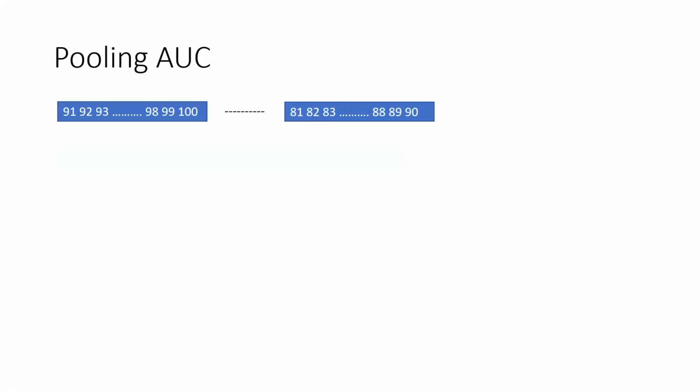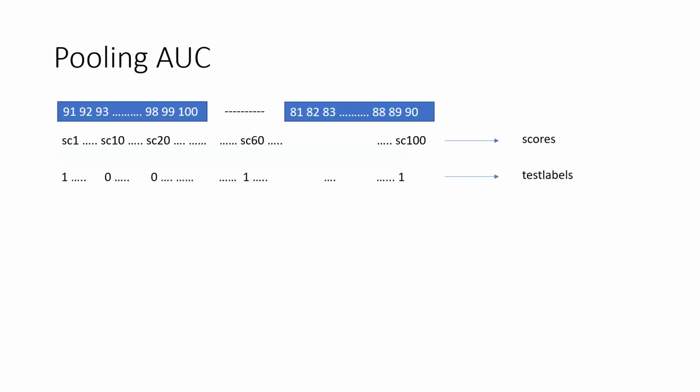For each of these test samples, I have already calculated these scores, so I have 100 scores. And for each of these test samples, normally you know their labels as well. Otherwise, how would you evaluate? So those are your labels, let's say 0s and 1s.